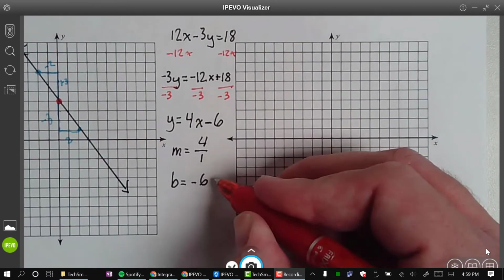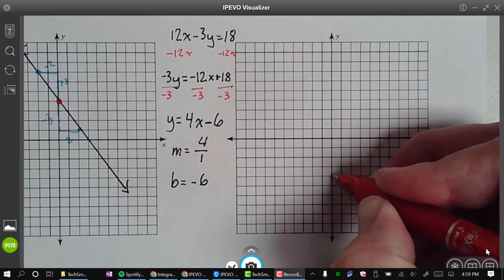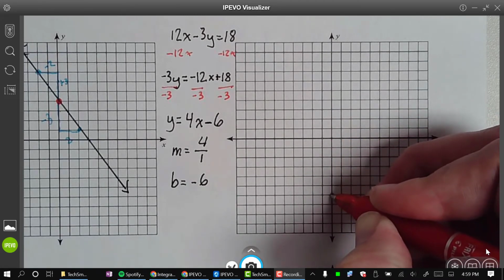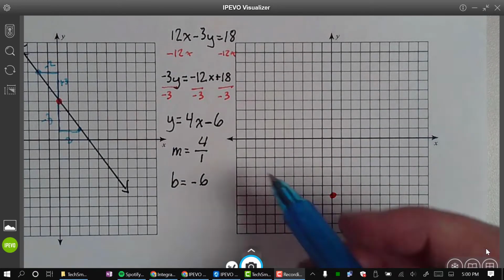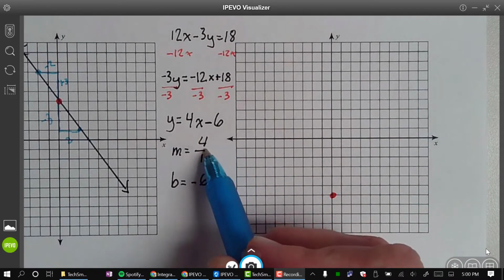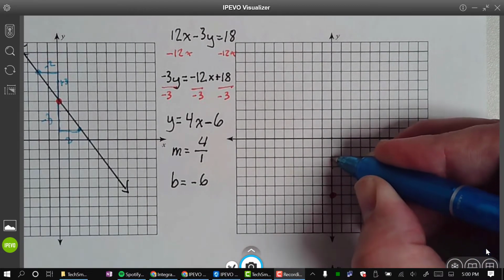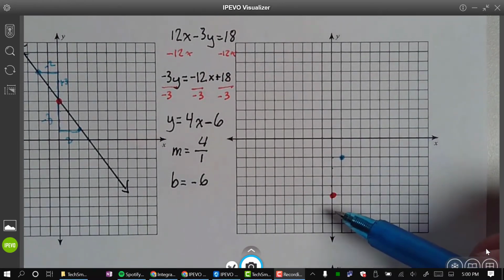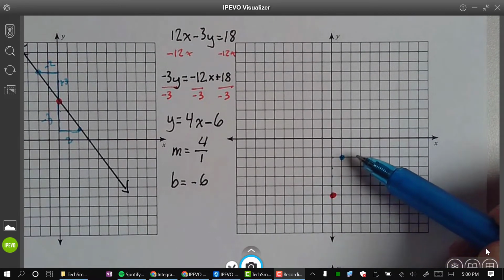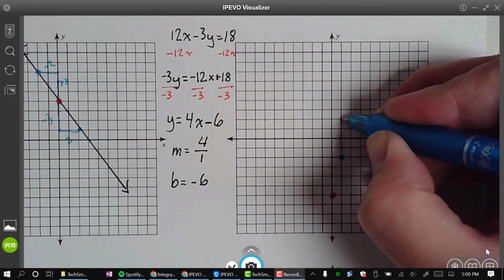So I'm going to start by putting a point at -6. 1, 2, 3, 4, 5, 6. This tells me to go up 4 and to the right 1. 1, 2, 3, 4, 1. And if I wanted to, I could always do another point. Before I went backwards, now I'm just going to continue on the pattern I started. 1, 2, 3, 4, 1.